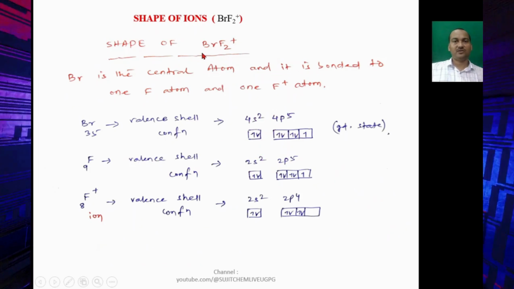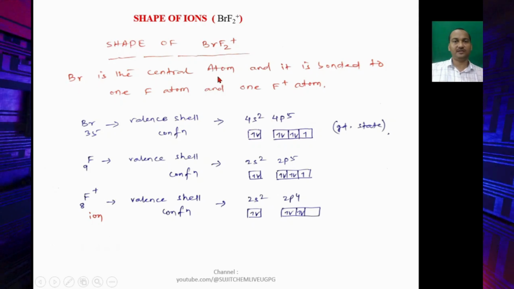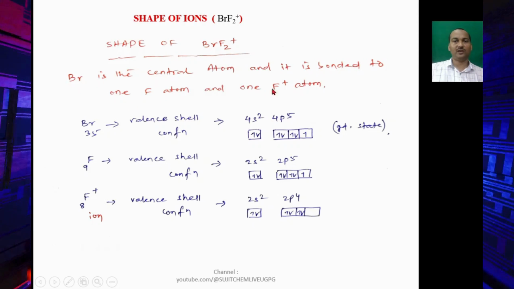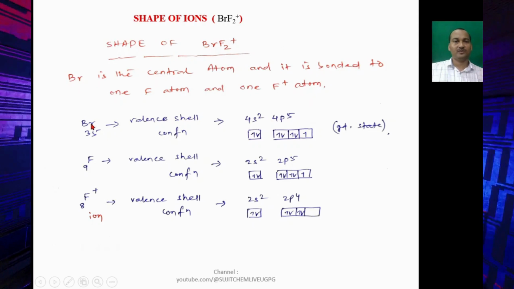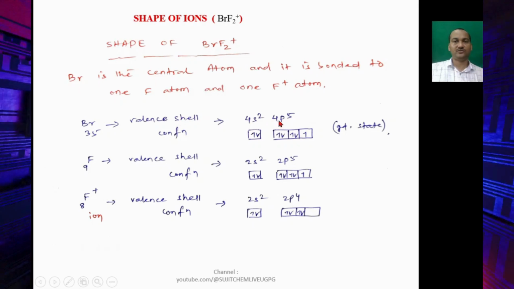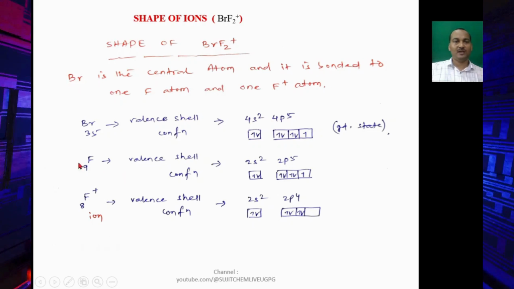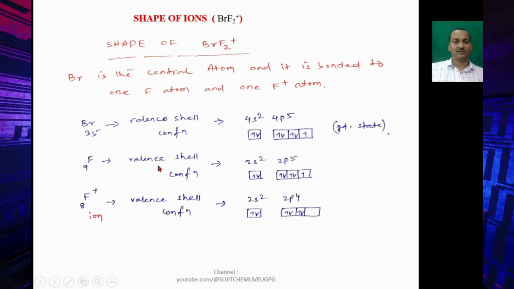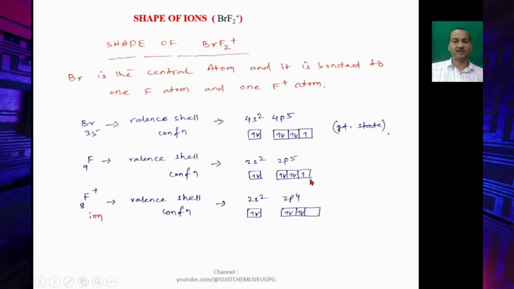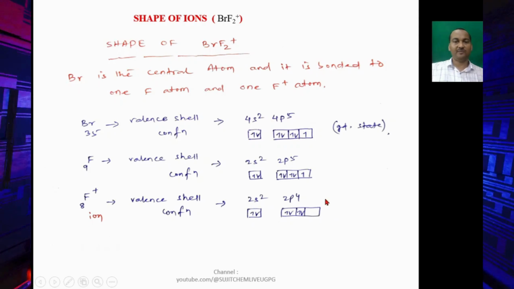So let's talk about the shape of BrF2 plus. Br, bromine, is the central atom, and it is bonded to one fluorine atom and one F plus ion. Bromine has atomic number 35, so the valence shell configuration is 4s2 4p5, with one unpaired electron. Fluorine is atomic number 9, so the valence shell configuration is 2s2 2p5, one unpaired electron, and F plus has a vacant orbital.